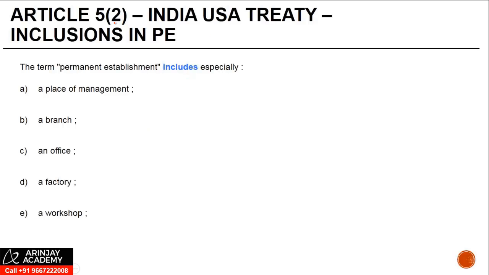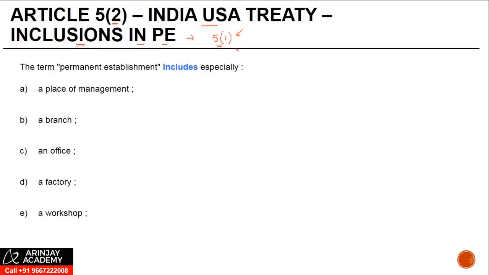Let's look at Article 5, Paragraph 2 of the India-USA Treaty. What this provides is certain specific inclusions in the definition of PE. Now, even before I discuss this, there is one thing I want to tell you: while these inclusions will be considered in the definition of the PE, they have to possess the characteristics of Article 5, Paragraph 1, which means they have to go through the test of 5.1.